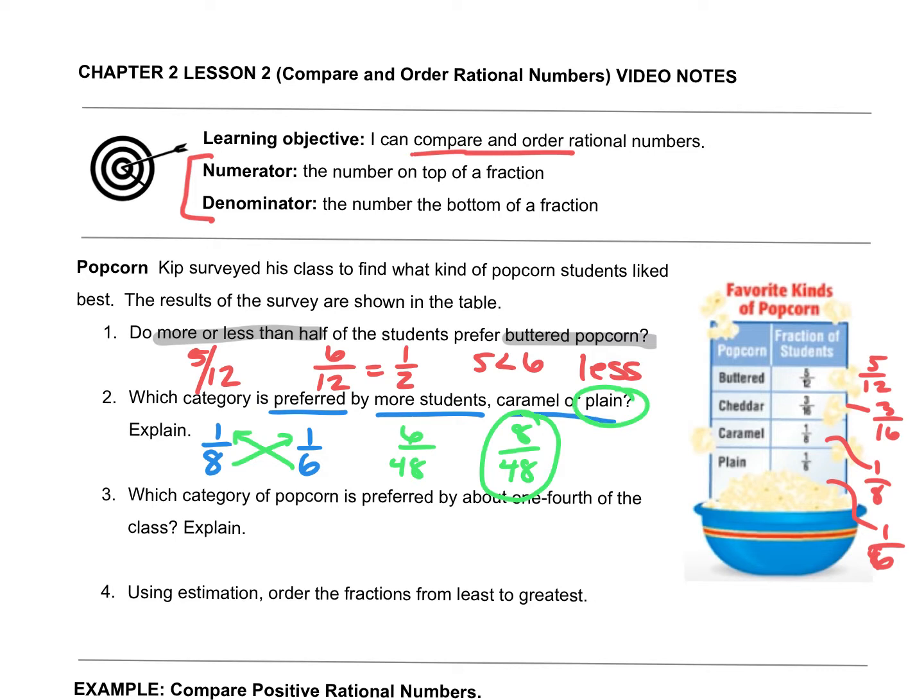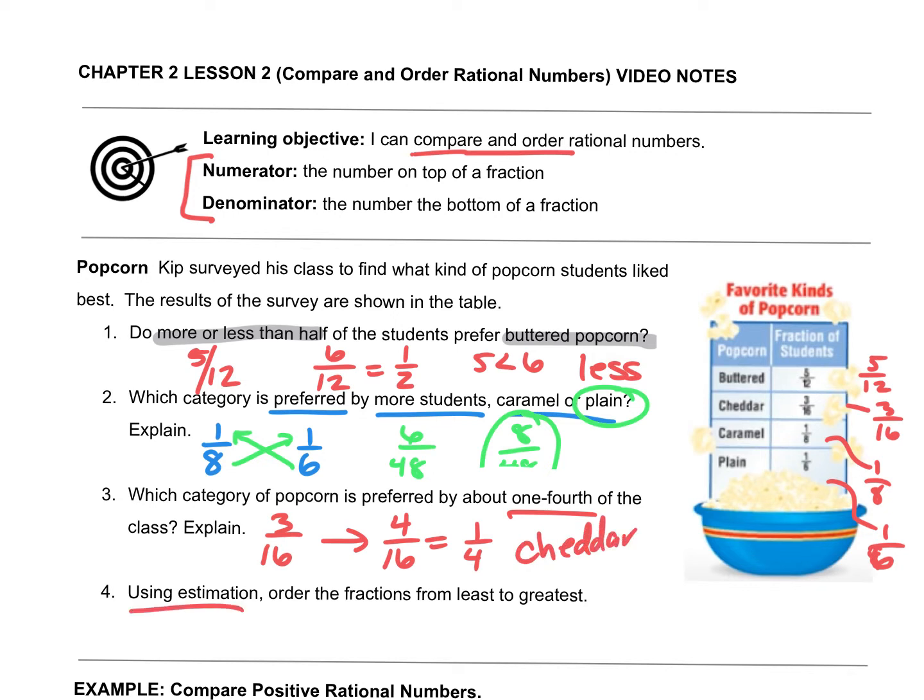Another one then, which category of popcorn is preferred by about 1/4 of the class? So I'm thinking about this and I look at, well, I already know that 5/12 was close to 1/2. 3/16 I know is fairly close. It's 1/16 away from 4/16, which is equal to 1/4. So I would say that is cheddar.